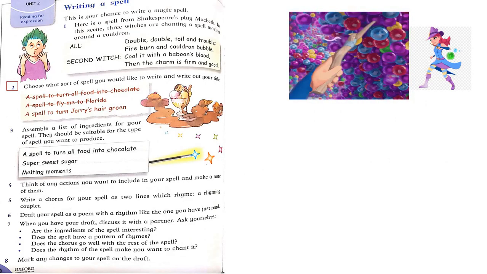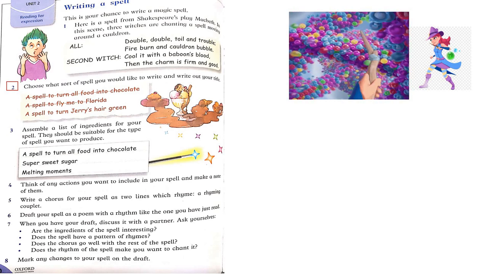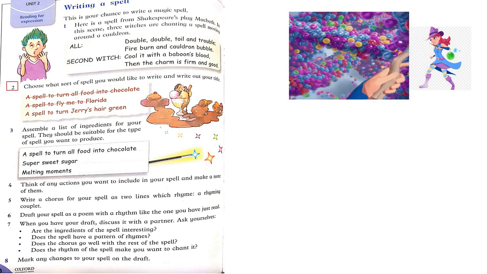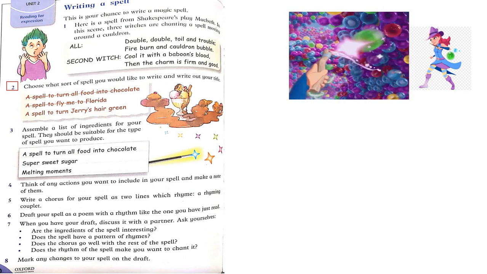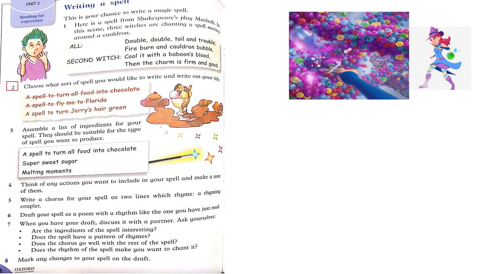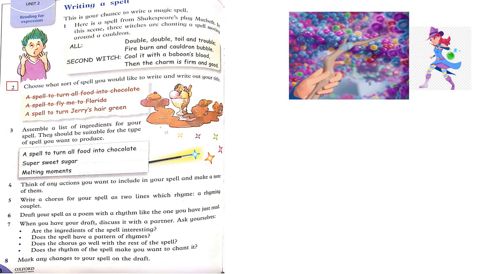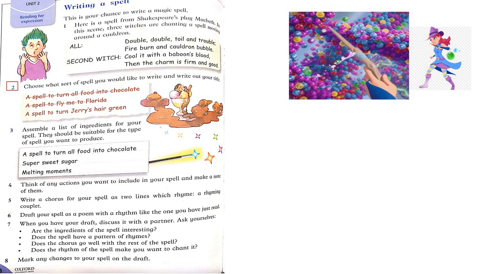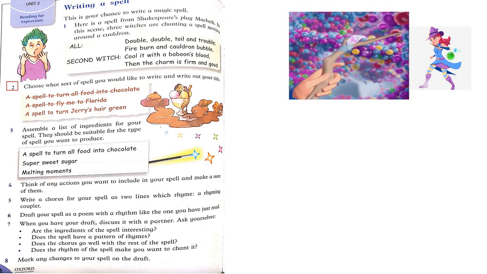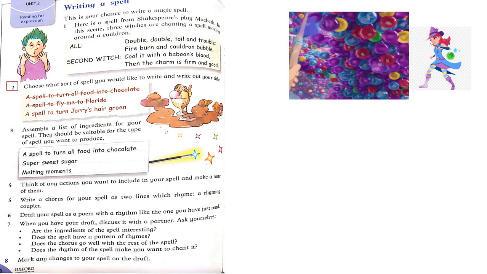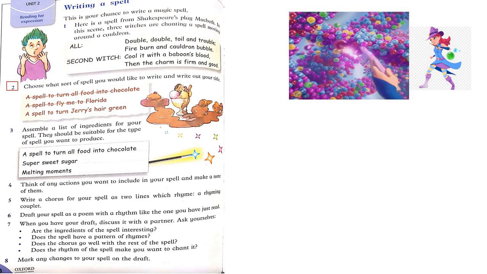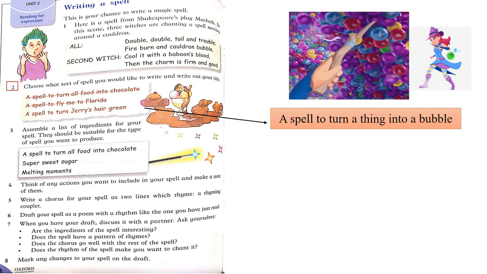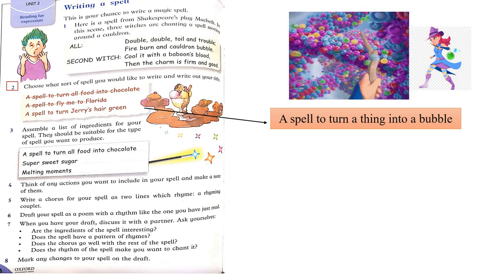On the next page, students are supposed to write a spell. In question number 1, there is a magic spell given from Shakespeare's play Macbeth. Students are supposed to write the answers from question number 2, that is, choose what sort of spell you would like to write and write out your title. Here students are supposed to write the title of their magic spell. Like, I thought of a spell to turn a thing into a bubble.